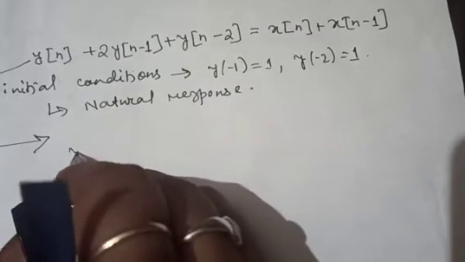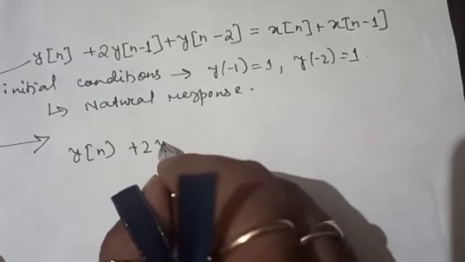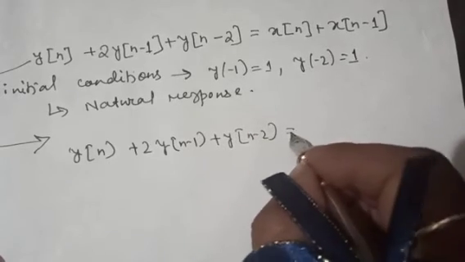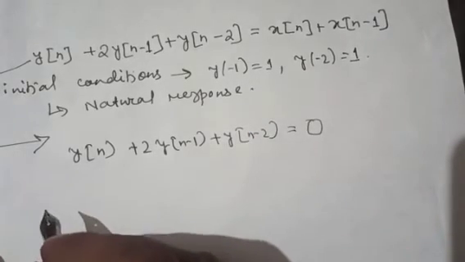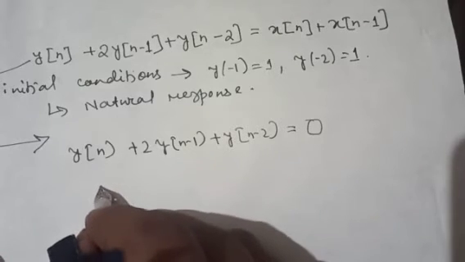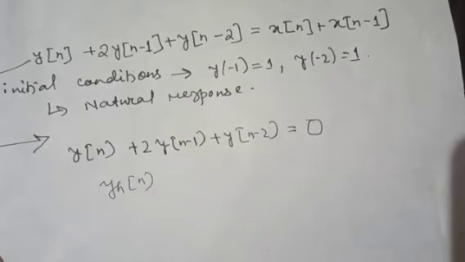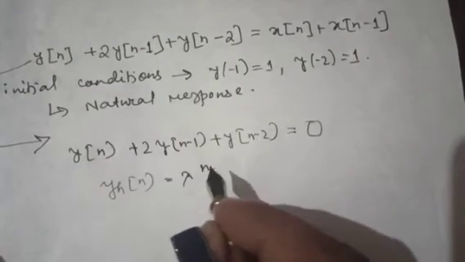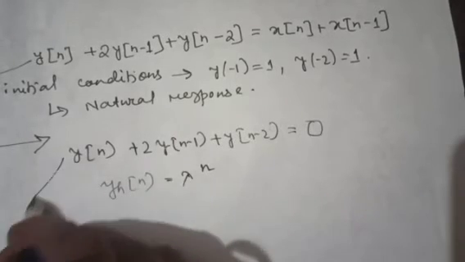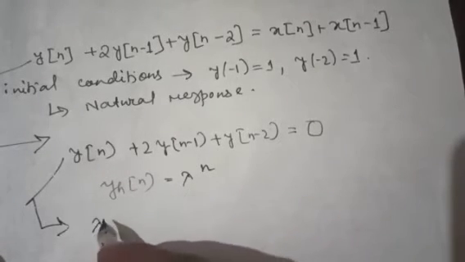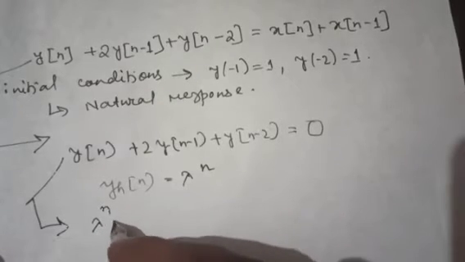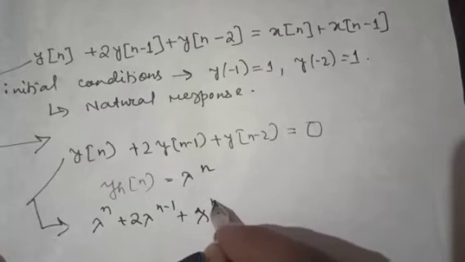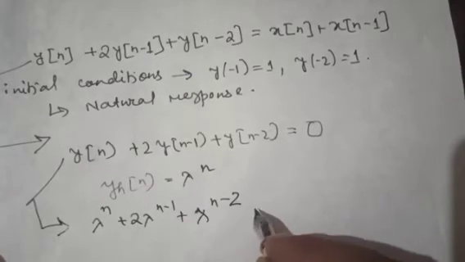That means it will be y of n plus twice y of n minus 1 plus y of n minus 2 is equal to 0. So the homogeneous solution, say y h of n, is equal to some lambda to the power n. Therefore, from this it will be lambda to the power n plus twice lambda to the power n minus 1 plus lambda to the power n minus 2 is equal to 0.